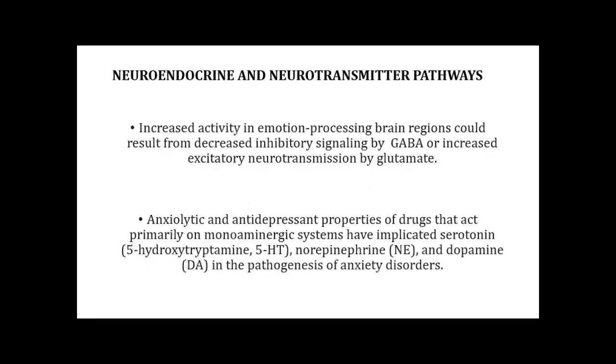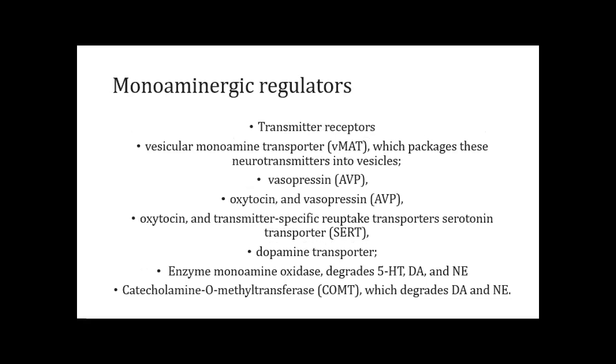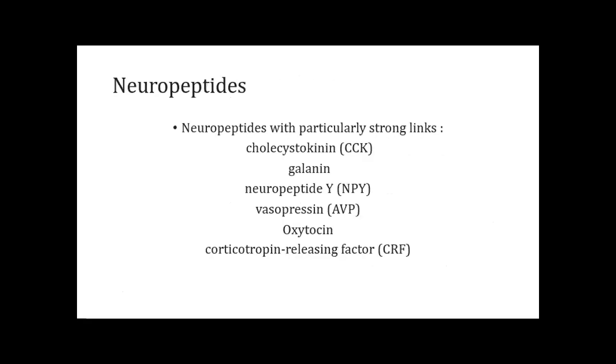Neuroendocrine and neurotransmitter pathways. Increased activity in emotion processing brain regions could result from decreased inhibitory signaling by GABA or increased excitatory neurotransmission by glutamate. The anxiolytic and antidepressant properties of drugs that act on the monoaminergic system have implicated serotonin, norepinephrine, and dopamine in the pathogenesis of anxiety disorders. Monoaminergic neurons include VMAT, which packages these neurotransmitters into vesicles, and transmitter-specific reuptake transporters: the dopamine transporter, serotonin transporter, and norepinephrine transporter, and COMT, which degrades dopamine and norepinephrine.